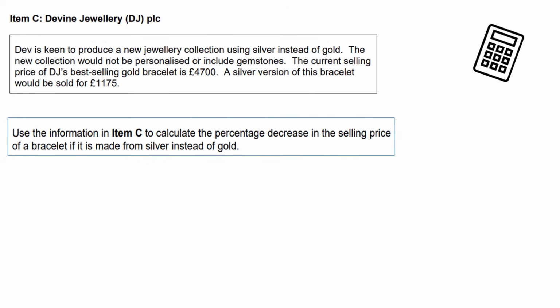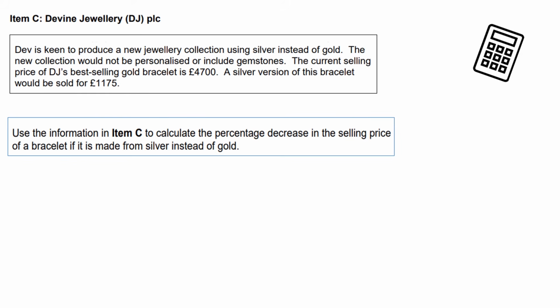On to our next question. It's a percentage change question. The case study was a lot larger than this, but I've just taken the relevant section for our question. Dev is keen to produce a new jewelry collection using silver instead of gold. The new collection would not be personalized or include gemstones. The current selling price of DJ's best-selling gold bracelet is £4,700. A silver version of this bracelet would be sold for £1,175.